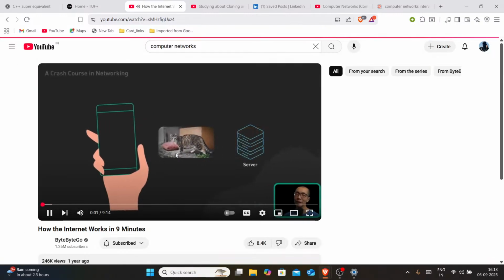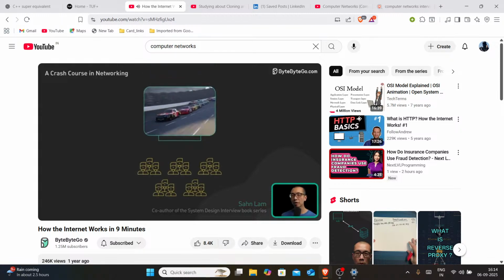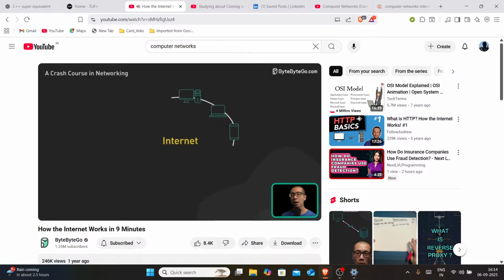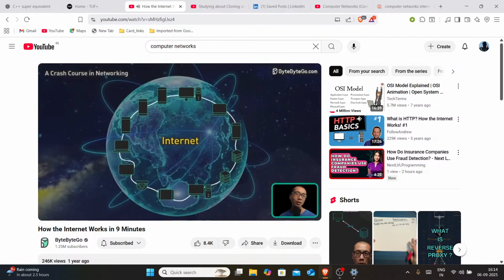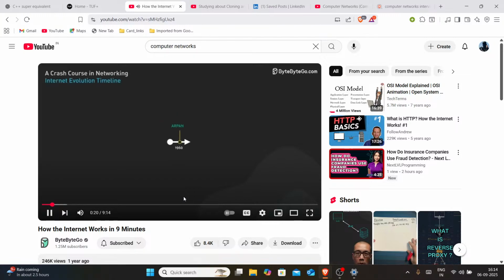Ever wonder how a cat video travels from a server to your smartphone in seconds? Or how millions can watch a live sports event online simultaneously? That's the internet, a global system of interconnected networks. It's changed our world, but how does it actually work? From protocols to packets, let's dive into the inner workings of the internet. The evolution of the internet is a fascinating journey spanning several decades.